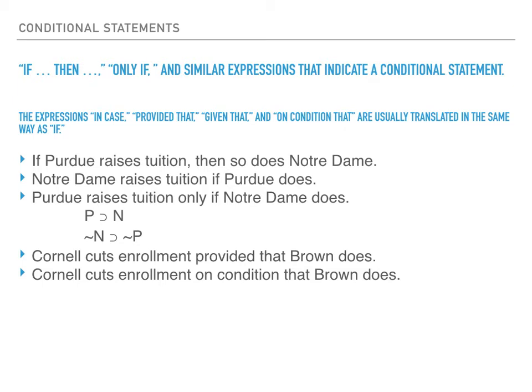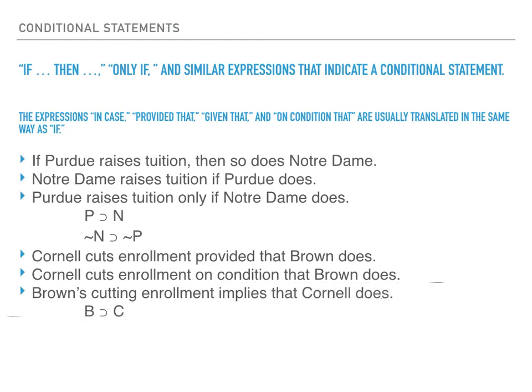And you could have the sentence say, Cornell cuts enrollment if Brown does. And that's the way we would translate the sentence. So therefore, those two sentences get the same kind of treatment. B horseshoe C, if B stands for Brown cuts enrollment and C stands for Cornell cuts enrollment. And by tradition, we also use the horseshoe to translate the word implies.